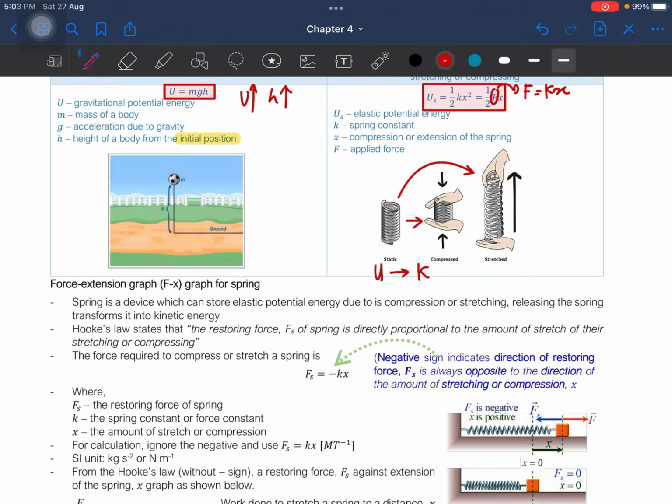Okay, remember kinetic energy ni bila something moves. Kalau kita stretch kan, bila kita lepaskan, dia terus bergerakan. So maksudnya dia ada the presence of kinetic energy.